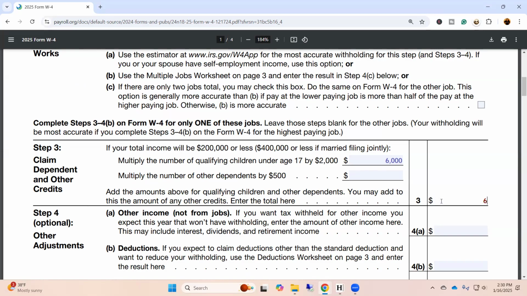So we are going to have the total for step three be $6,000. Now, this is important because this is a credit, which means that Daniel Tanner is going to have his actual tax liability, the amount that he owes, reduced by $6,000.